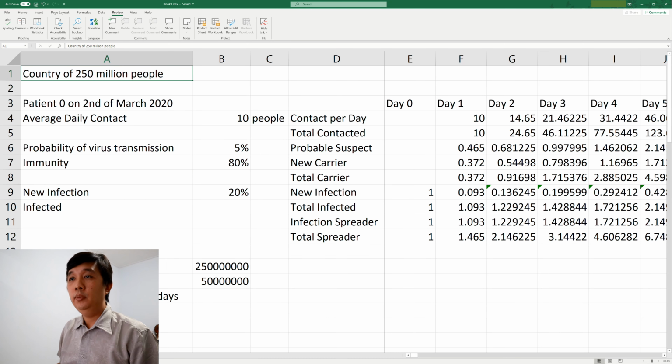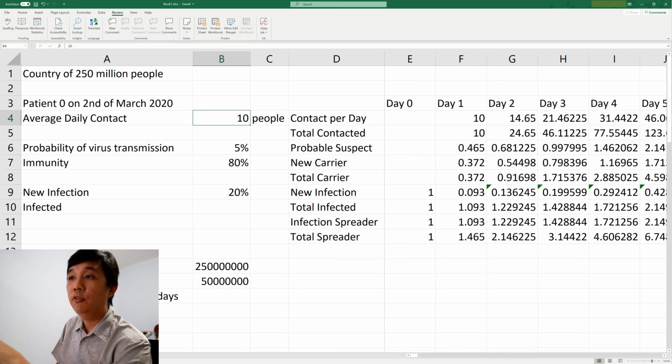So now I will work through an example. Let's say you have a country of 250 million people. We have a patient 0 on the 2nd of March 2020. With our assumptions before: 10 people average contact, 5% probability, actually 5.65%, 80% have herd immunity and so new infection will be 20%, okay?